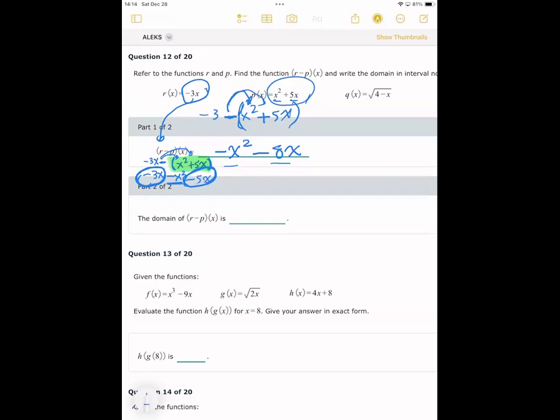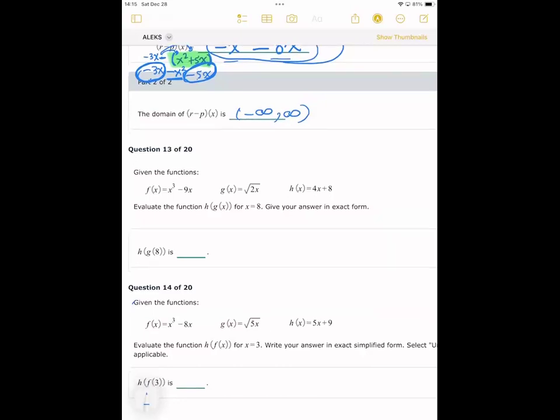Yes. So the domain for negative 3x is everything. And the domain for x squared plus 5x is everything, because they're both polynomials. R is a polynomial, P of x is a polynomial, because the exponent of x is a positive integer. So the domain for this one is also going to be everything. We started with two polynomials, so the domain is everything.